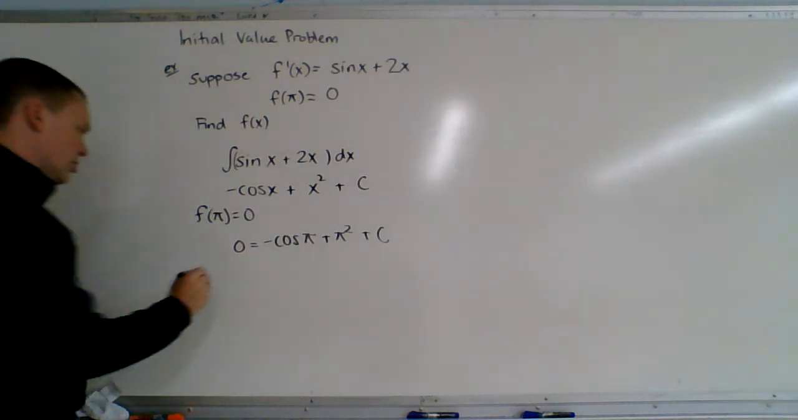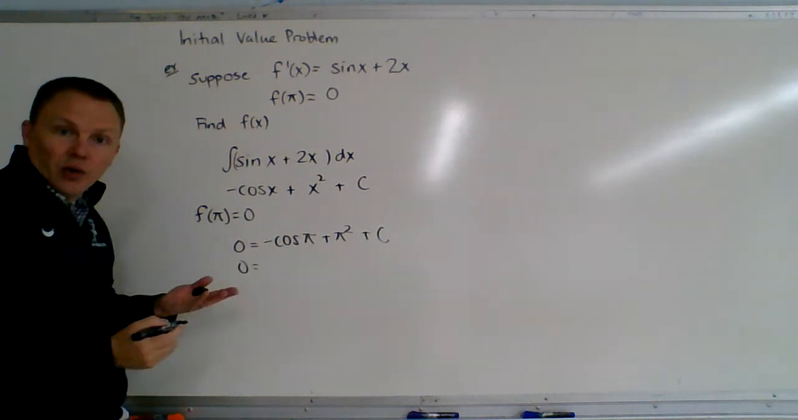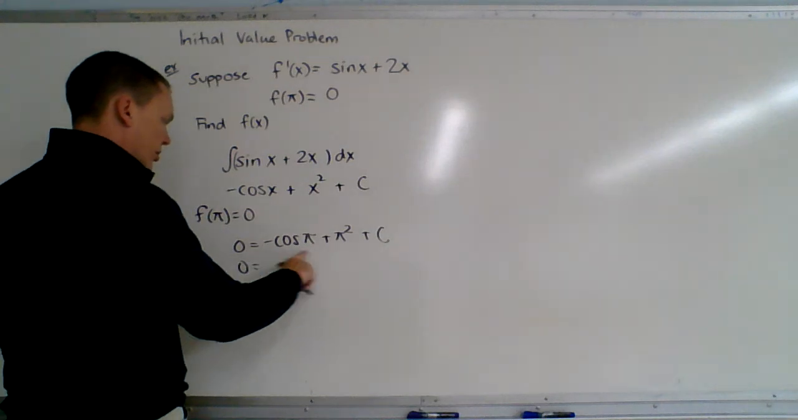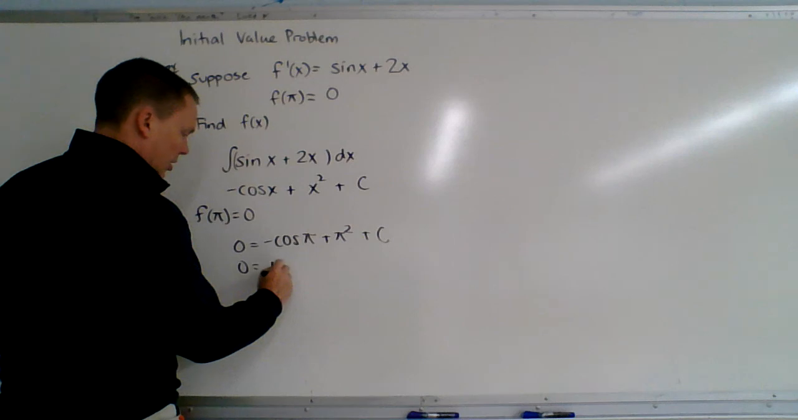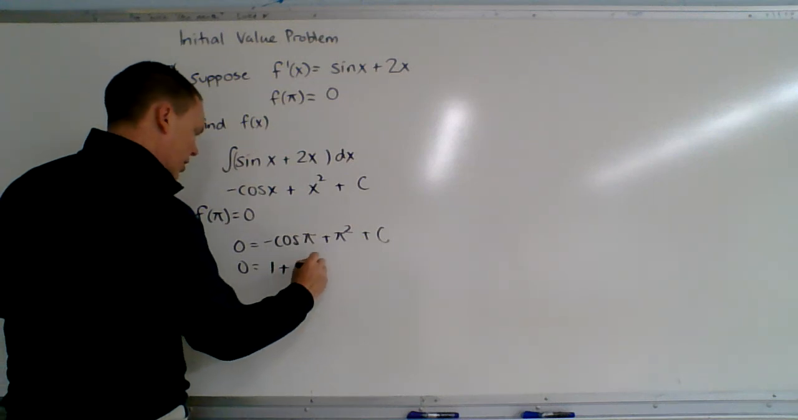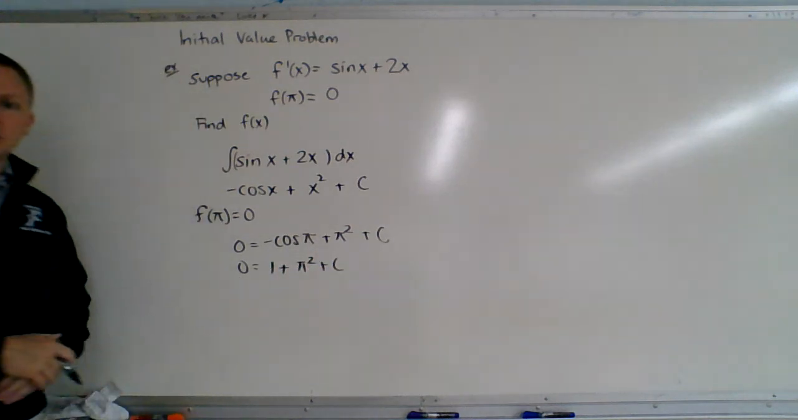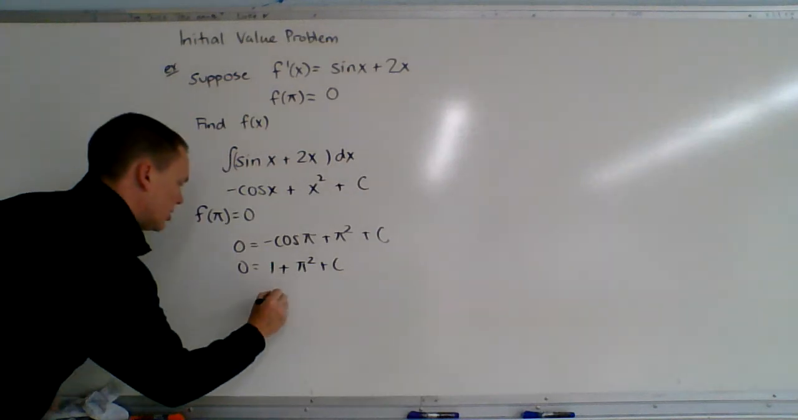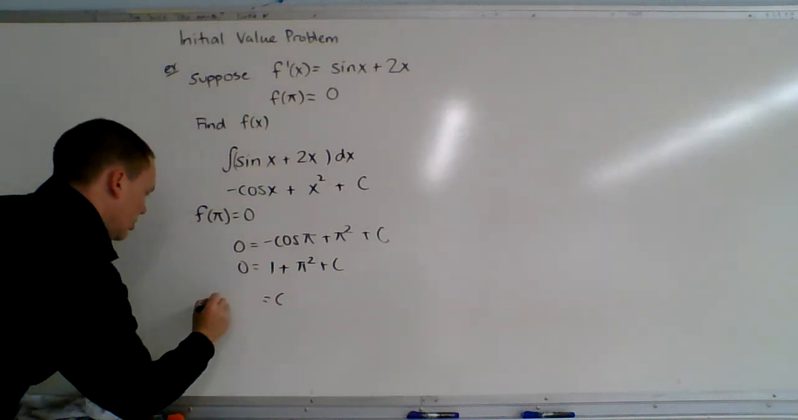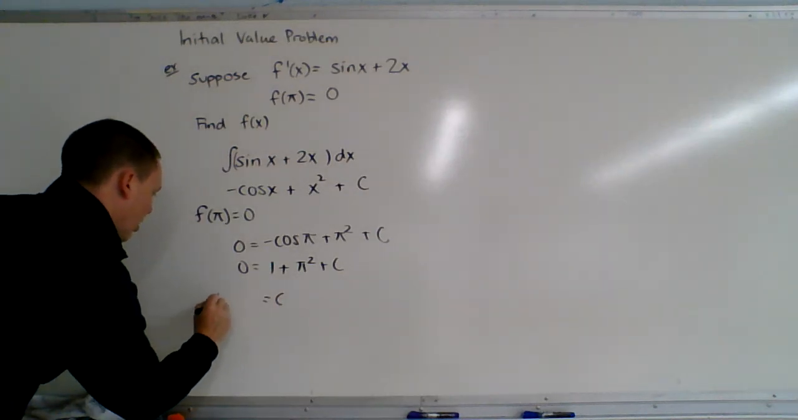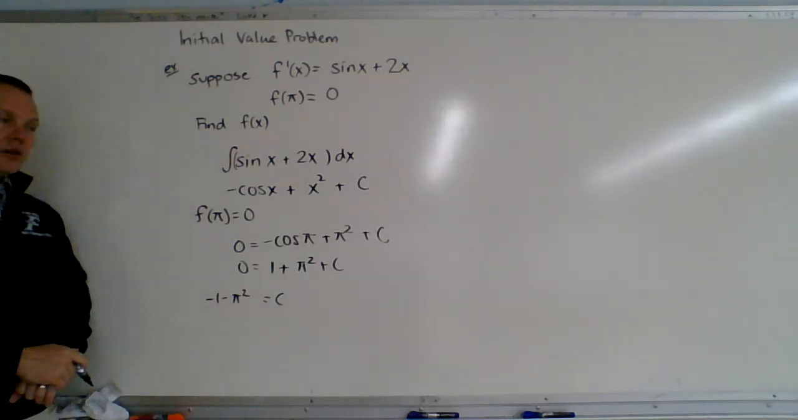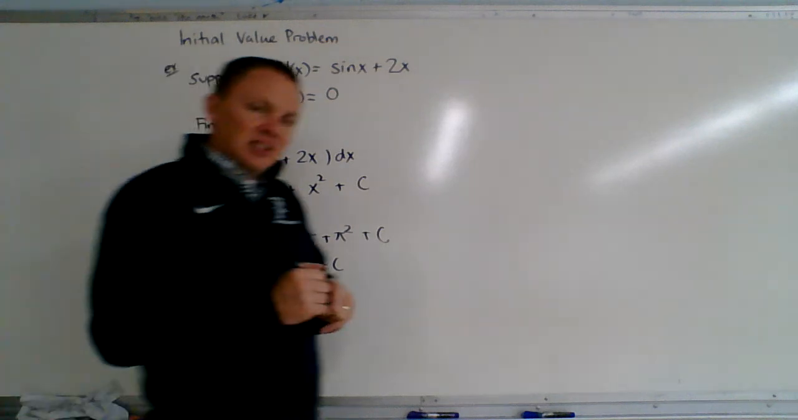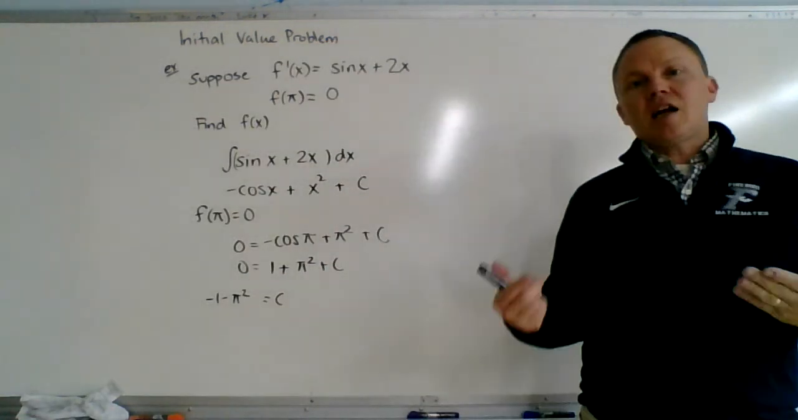Okay, so now we have to solve this equation for c. 0 equals, the cosine of pi is -1, negative is +1, pi squared is just pi squared, plus chips. So what are the chips? Well, the chips are equal to -1 minus pi squared.